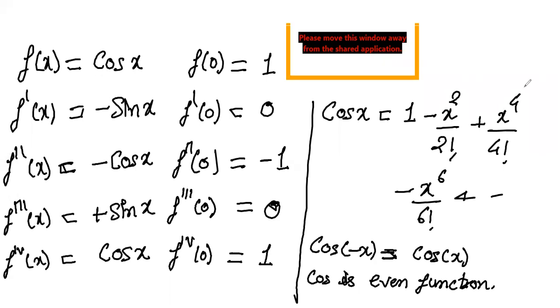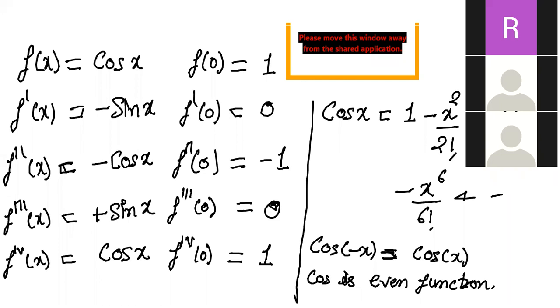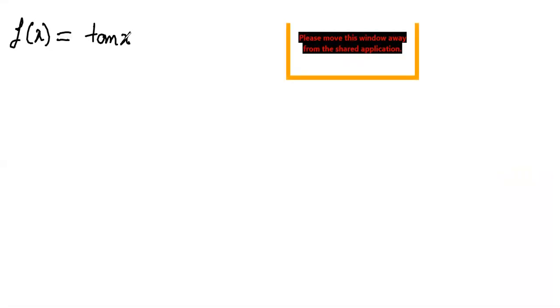So the next function is tan x. In the last class we found all the derivatives. We will use those derivatives. Here we will do it again. Okay, I'm clearing it. So the next function is f of x equal to tan x.